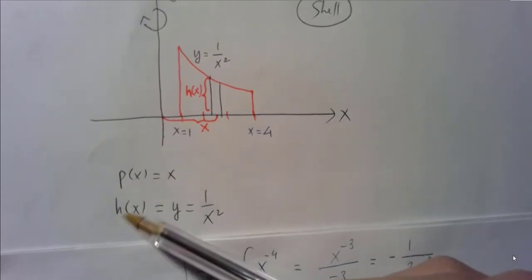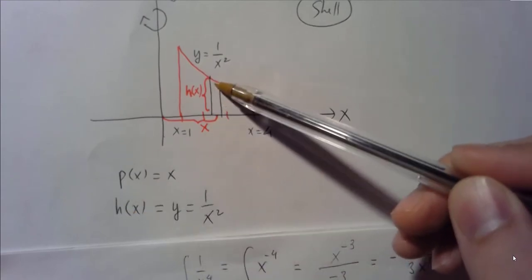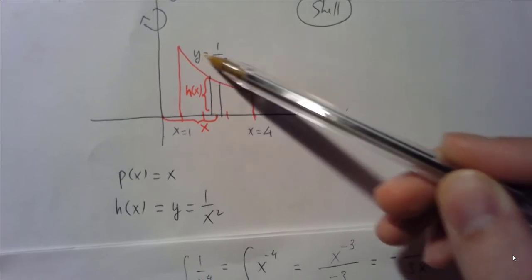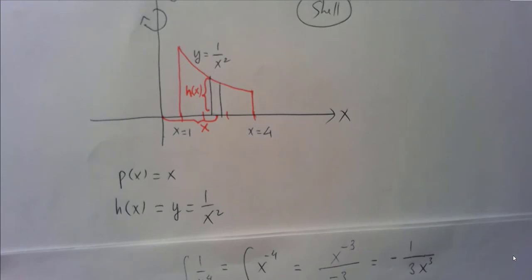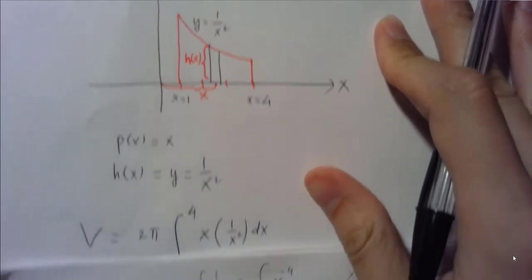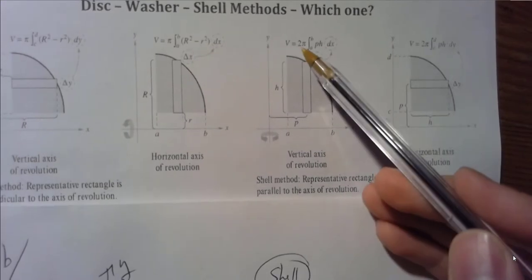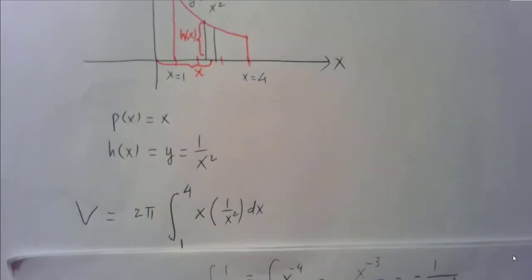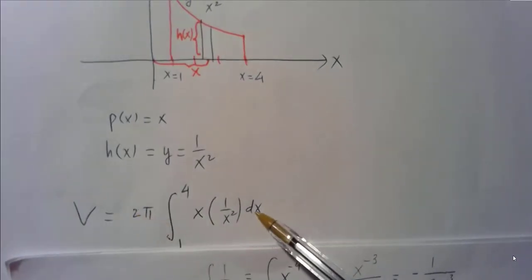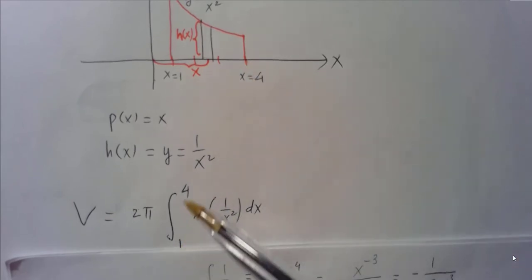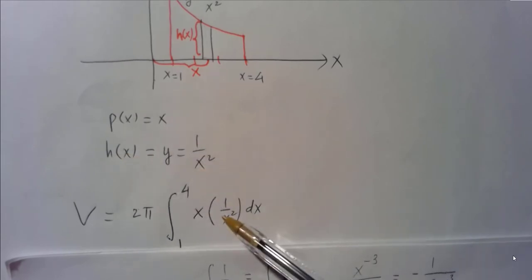And then the height of the rectangle is just the distance from the x-axis to the curve. And this is just what? This is just the function of y, or 1 over x squared. So we got the p of x function and the h of x function. We can then apply the shell method. The shell method is what? The shell method is 2 pi p h dx. So 2 pi, we are running on the dx, which is from 1 to 4. P of x is x, h of x is 1 over x squared, and then dx.